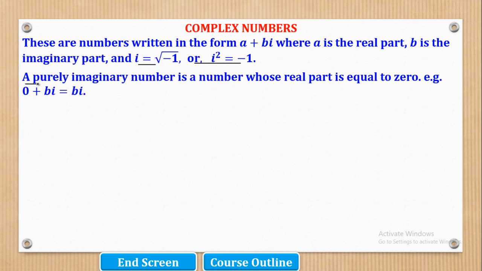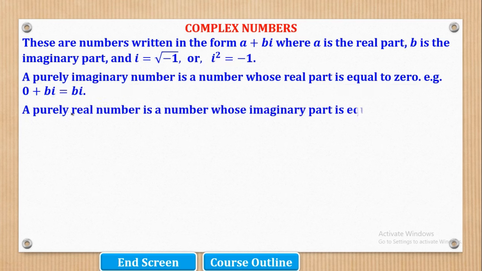So what does that mean? A purely imaginary number is a number whose real part is equal to 0. This concept is also very important. It should be seen under locus still in this video. Then a purely real number means that the imaginary part is 0.